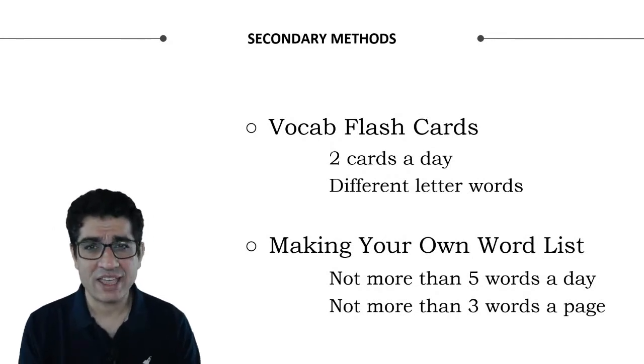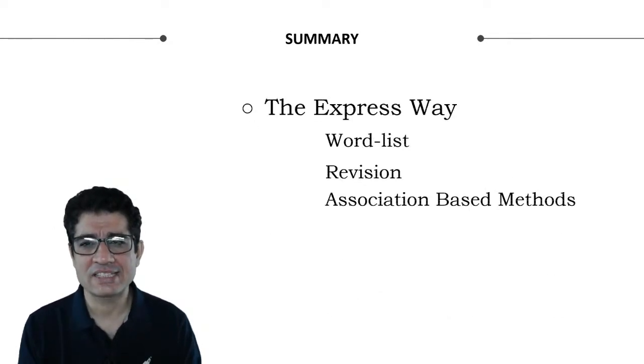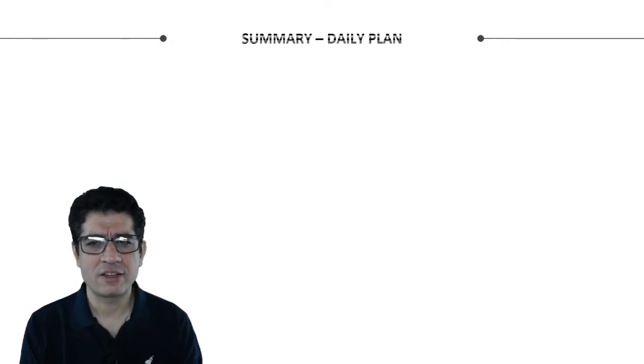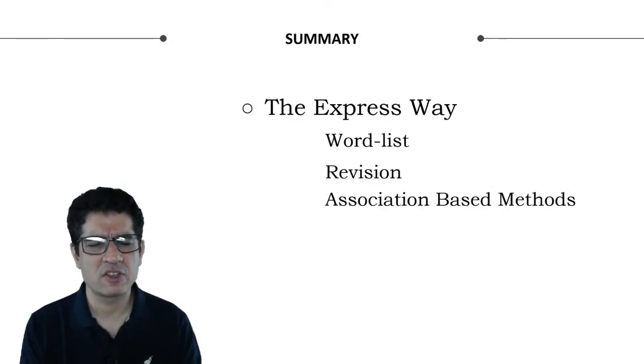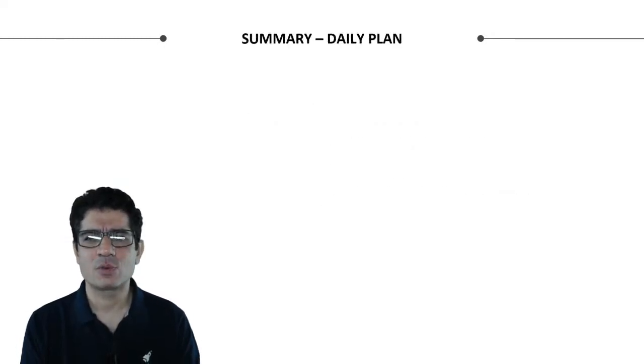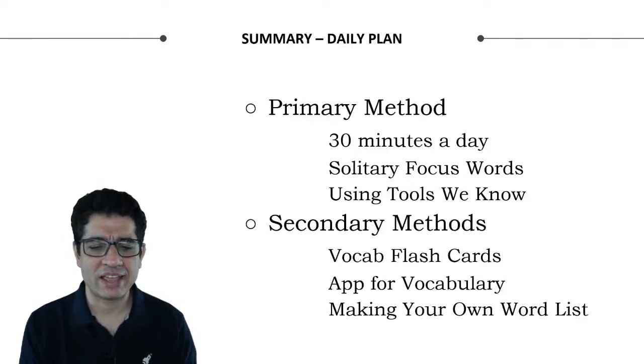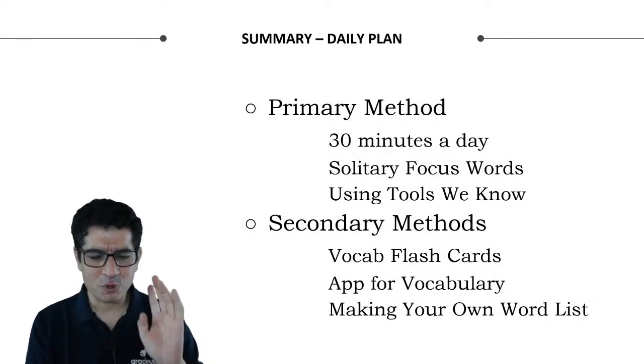So, once again, let me summarize the entire session for you. These are the kind of things that we talked about: word list, revision, associations, association-based methods. And here is a quick summary of the daily plan that I want you to follow. So that's for vocab strategy.